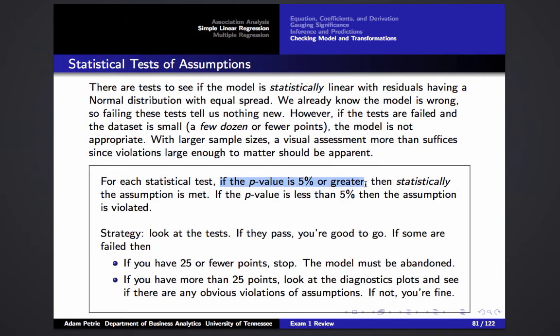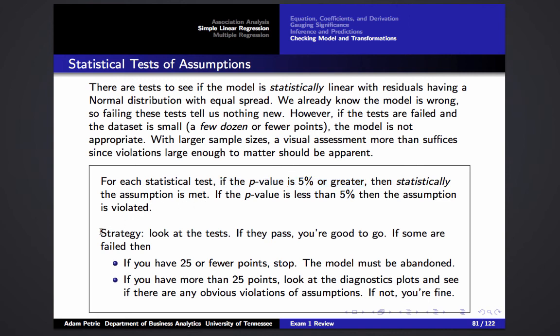Now, why is that? Well, the regression model is supposed to explain all there is to know about the relationship between x and y. Getting a p-value 5% or bigger says that there's nothing interesting left over. Basically, you've done your job. You've explained all there is to know. If that p-value is less than 5%, then the assumption is violated. Basically, there is something interesting left over, and your model hasn't explained that, and that's a bad thing. So we would like to see p-values of 5% or greater. That means from a statistical point of view, our model is adequately reflecting reality well enough.